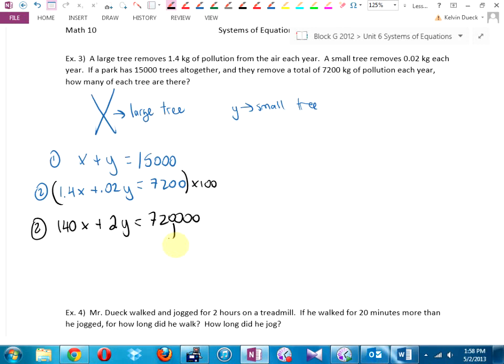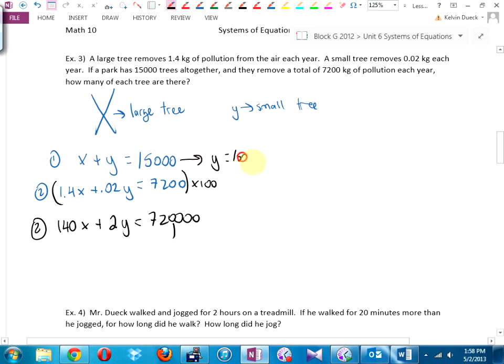Substitution or elimination? You want to do substitution? So, what do you want to get by itself here? Because I asked you to. What does y equal, apparently?